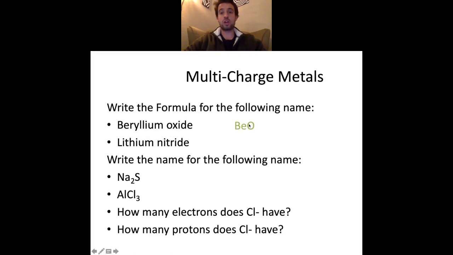Beryllium oxide is BeO. They both have a charge of 2 plus, so that's why it's 1 and 1. Lithium nitride: I have 3 lithiums because nitrogen is 3 minus and lithium's 1 plus, so Li3N. This here, Na is sodium, and sulfur would be sulfide, so sodium sulfide. Al is aluminum, and Cl is chlorine, so aluminum chloride would be the name for the second one.